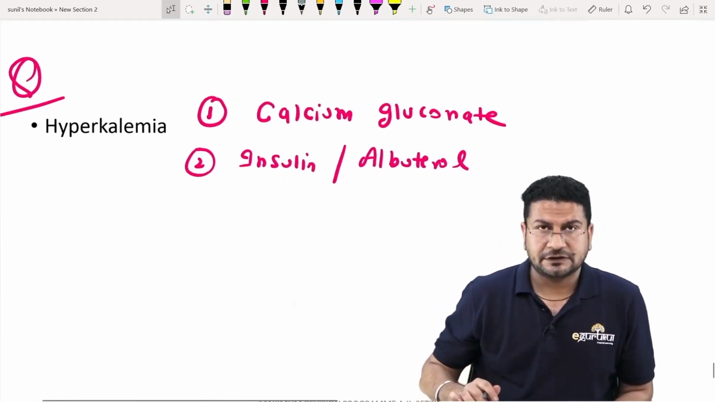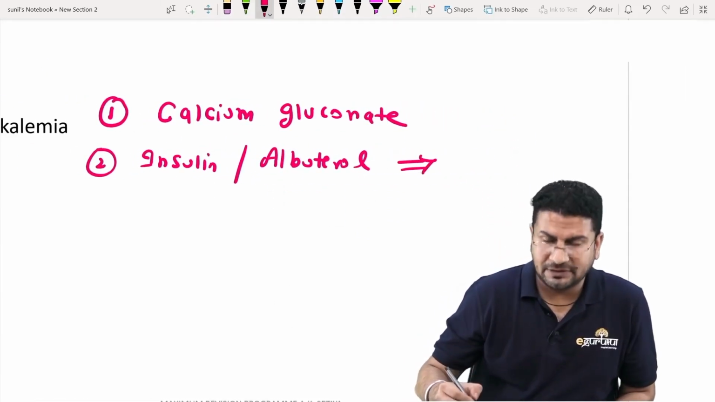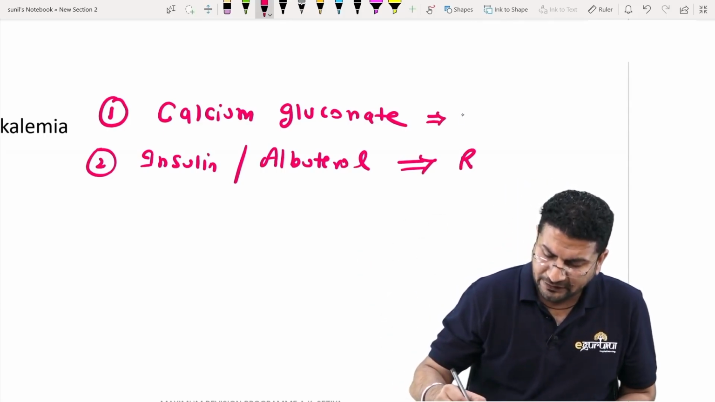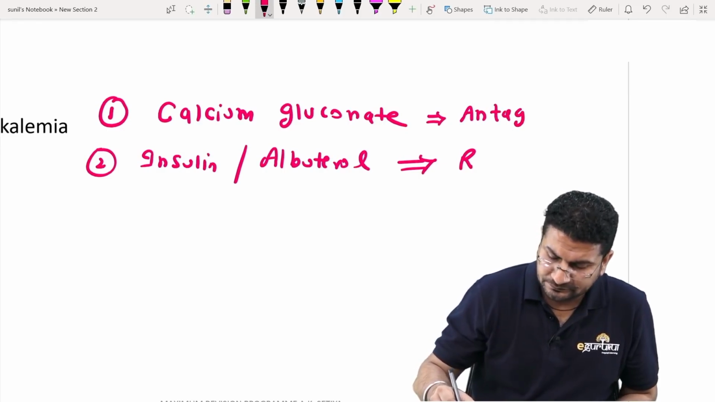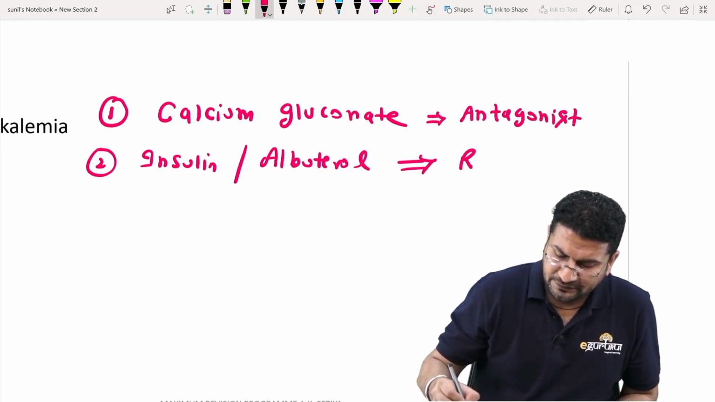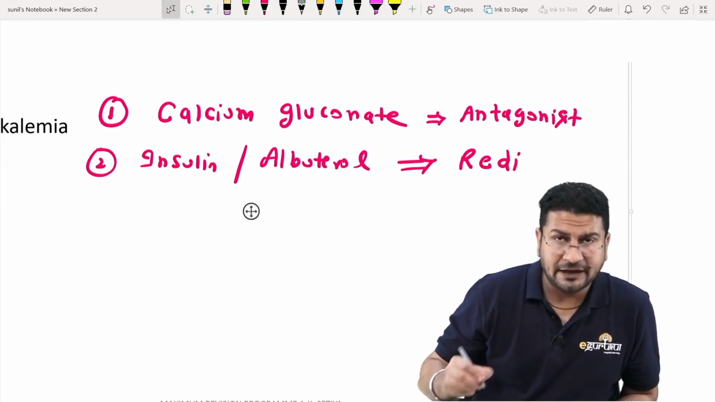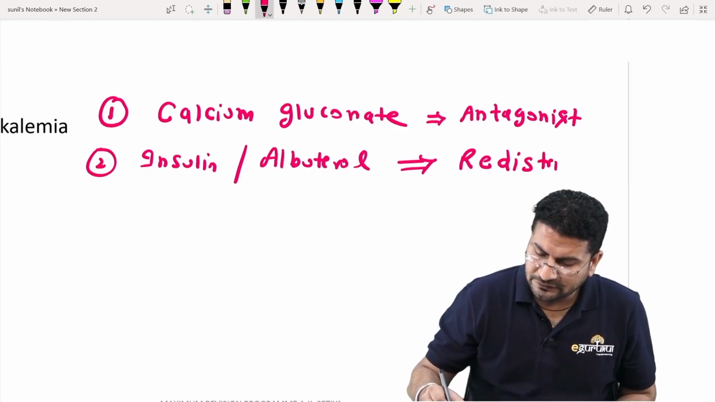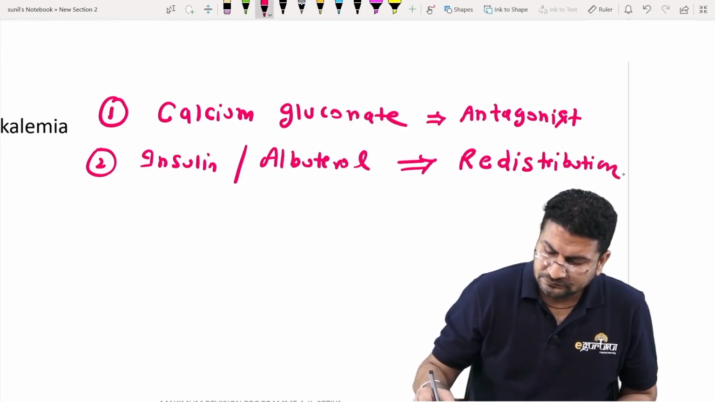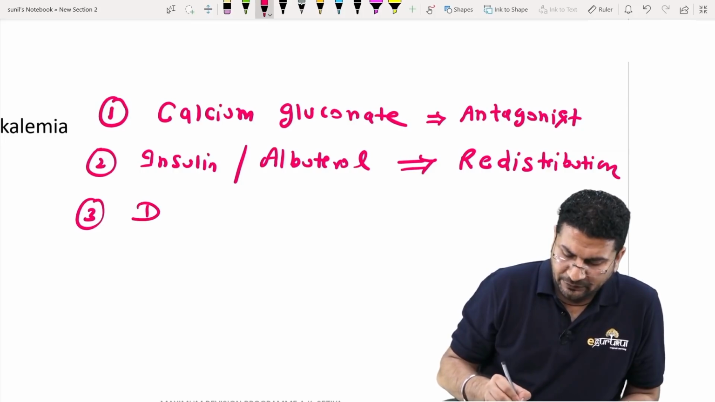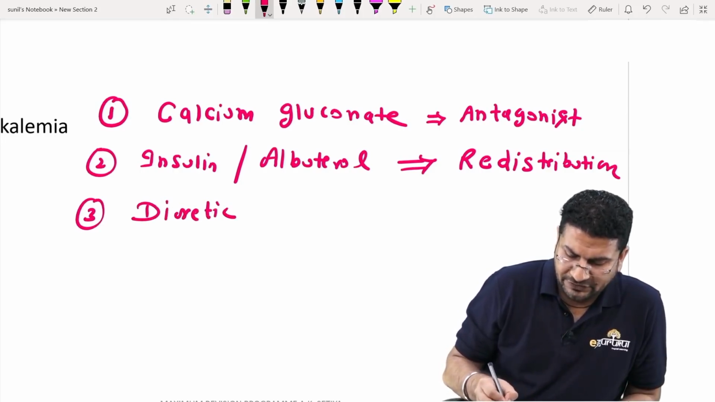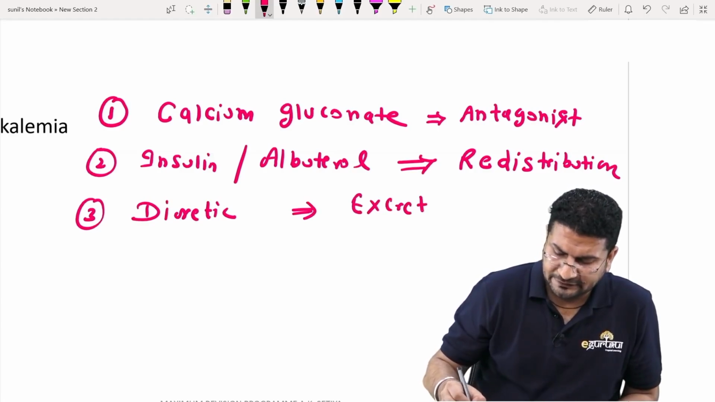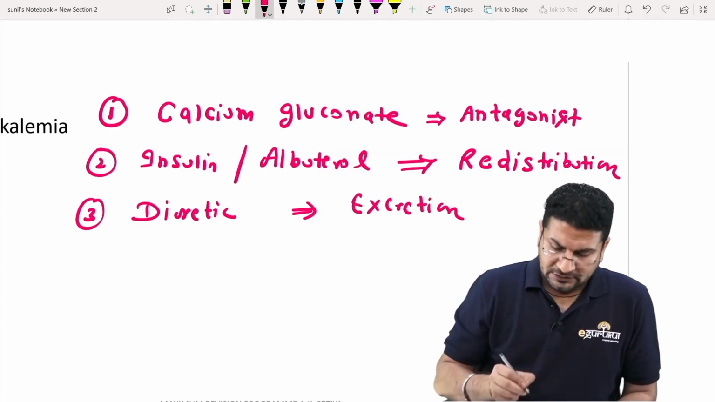These drugs will send the extra potassium which is in the blood back to cells. So calcium gluconate, how does it act? We call this antagonism. It is a potassium antagonist, and insulin and albuterol will send potassium back to cells. We call this redistribution. If it's still not going, give the patient a diuretic. A diuretic will flush it out, that is, it will excrete it out. So how does a diuretic work? By excretion.